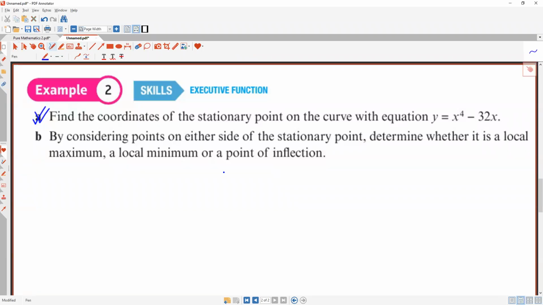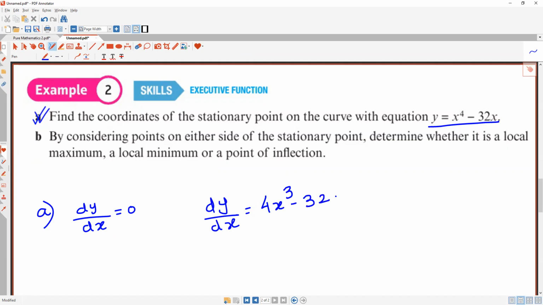Okay, so for this concept, there's an example to find the coordinates of the stationary point on the curve equation so and so. So we have a curve and that curve has a stationary point, and we have to find its coordinates. So remember, whenever you talk about a curve having a stationary point, dy by dx equals 0. So the first thing I need to find is dy by dx. What is it? 4x cube minus 32. And I told you at a maximum or minimum point, at a stationary point, dy by dx equals 0.